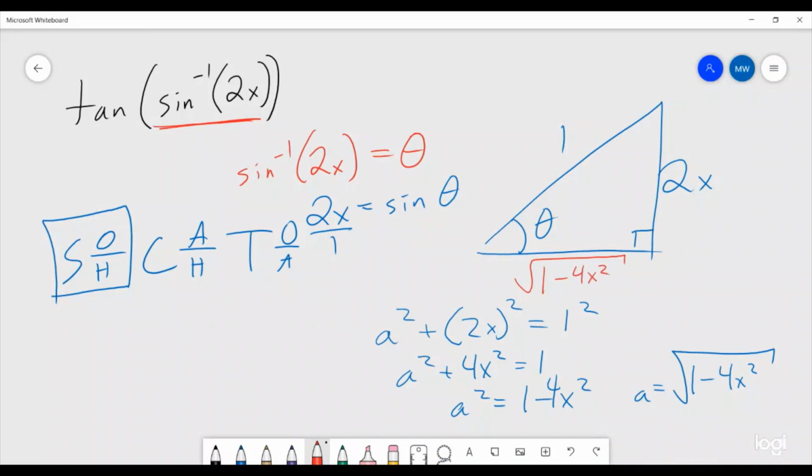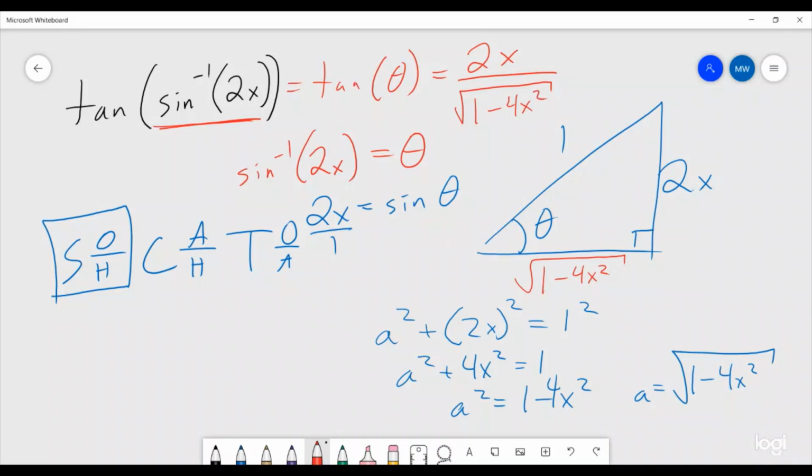And now we're asked what's the tangent of that angle theta. So this is just tangent of theta. Tangent is opposite over adjacent. We already have all of those. This is just going to be our opposite side, 2x, divided by our adjacent side, the square root of 1 minus 4x squared. There we go.